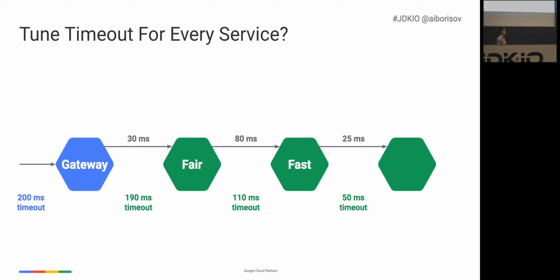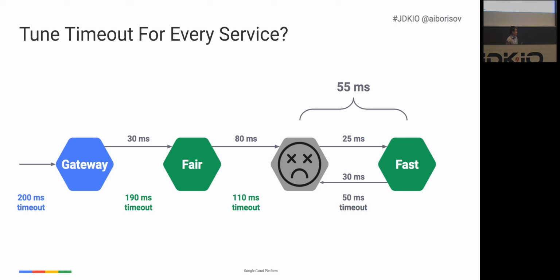We have those predefined custom timeouts, and the client timeout is still 200 milliseconds. Let's assume the first request took 30 milliseconds, the second 80, and the third one 25 milliseconds, and the last service replies in 30 milliseconds. So for the last service, we have a 55 milliseconds round trip. We already reached the custom timeout of 50 milliseconds. RPC failed, despite the fact that our client can still wait for the response. Now we have to return some error to our client, even though the client timeout of 200 milliseconds is not reached yet.